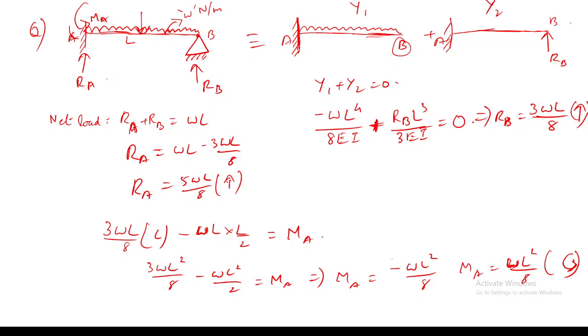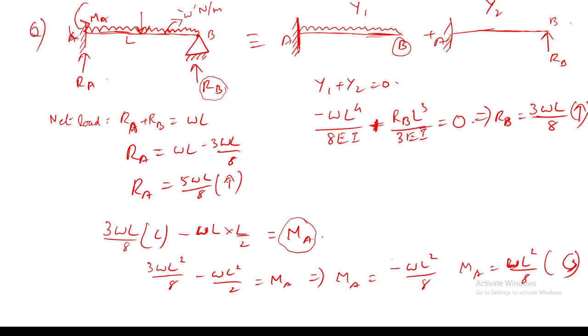Actually, you can't take the moment summation at A equal to 0, because there is a concentrated reaction moment acting at point A. The first thing you have to do is find the value of RB using the deflection equation. Only then can you find MA, by calculating the net moment on the beam; the opposite of the net moment is given as the reaction.